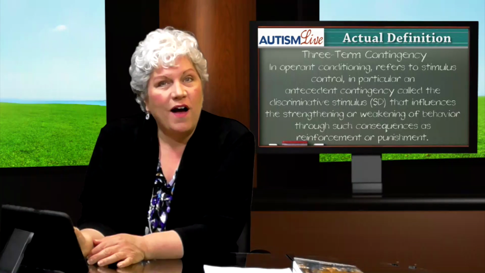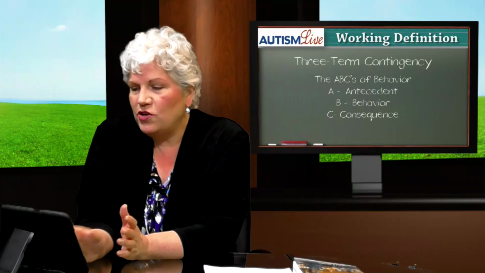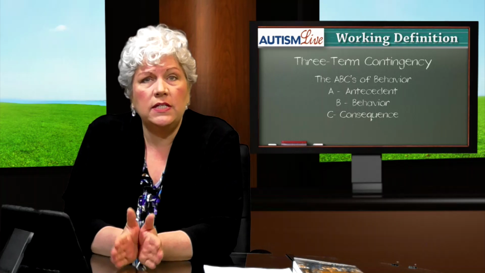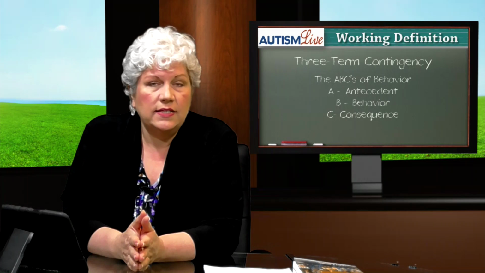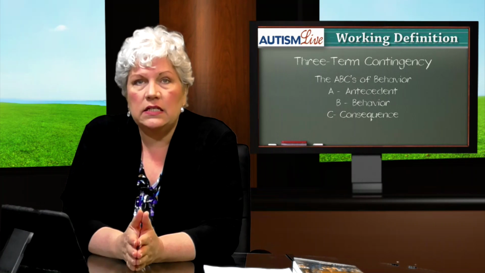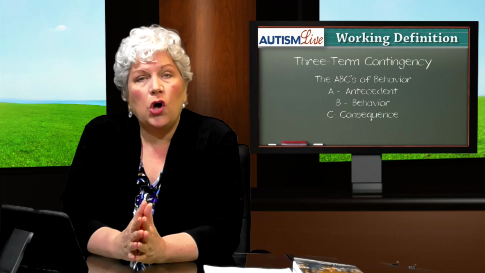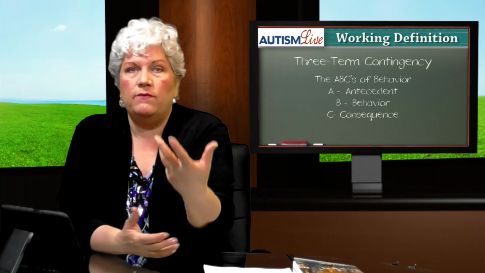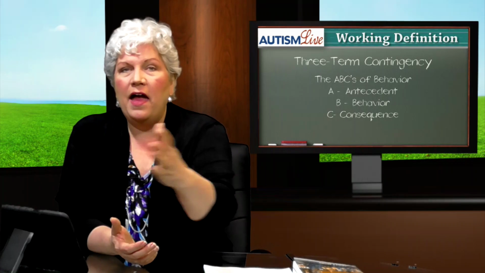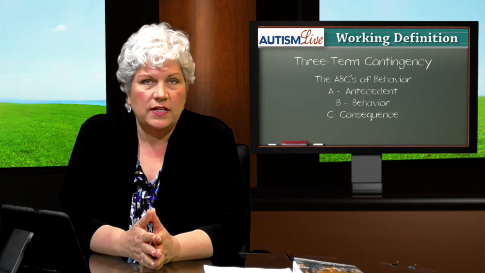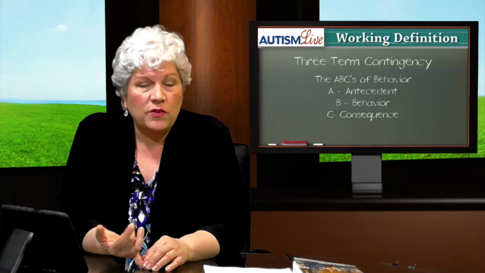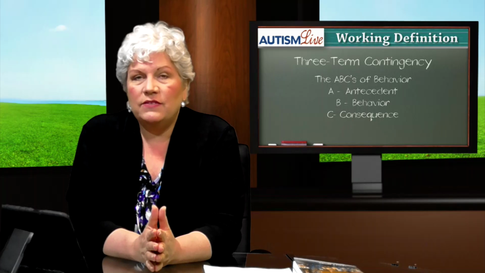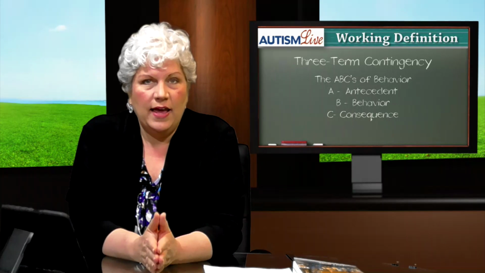All right, so let's move on to our working definition. This is why we do the jargon of the day, to figure out what we're talking about. Three-term contingency, very simply, is the ABCs of behavior. And by the way, this is all behavior. It's behavior that I engage in, that you engage in, that everybody you interact with today engages in, and every animal you interact with. This is the behavior of living beings, and it's very, very simple. We just have to remember the ABCs.